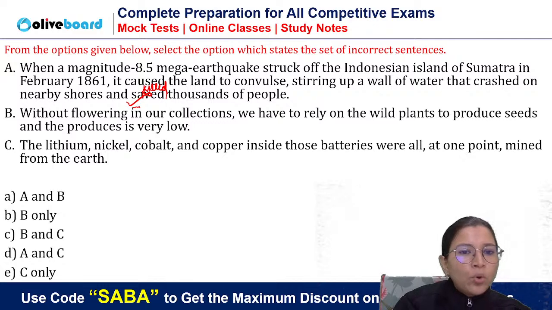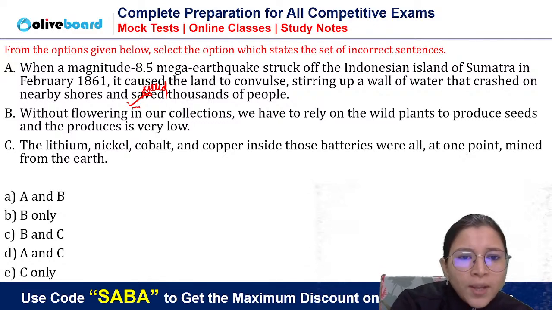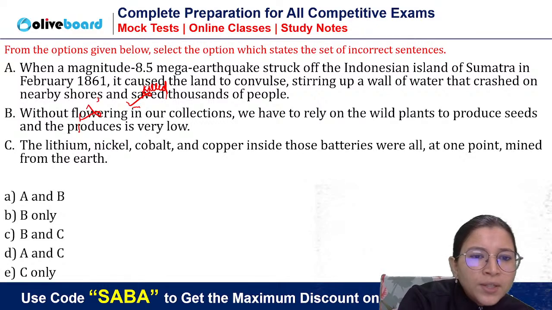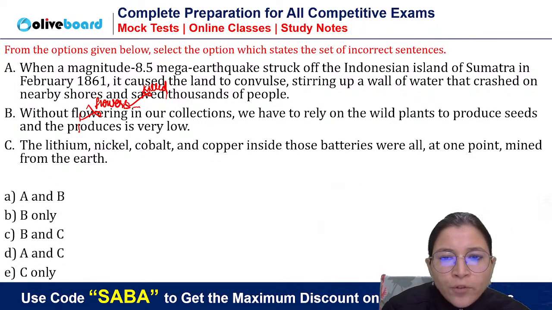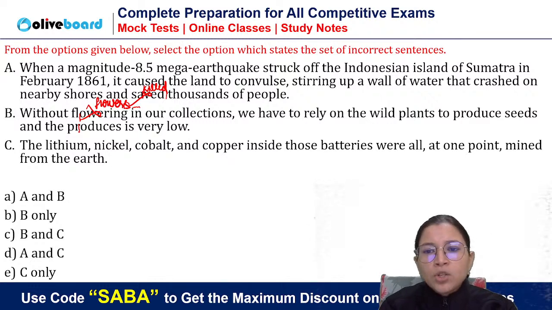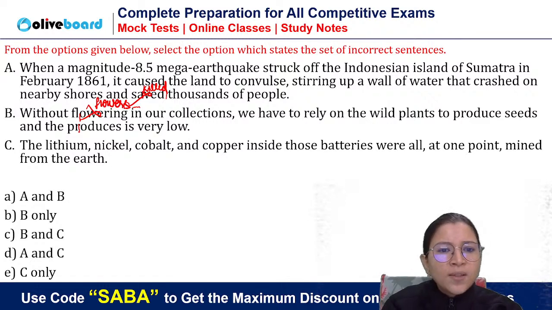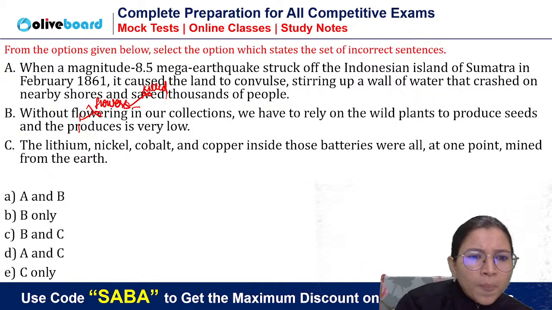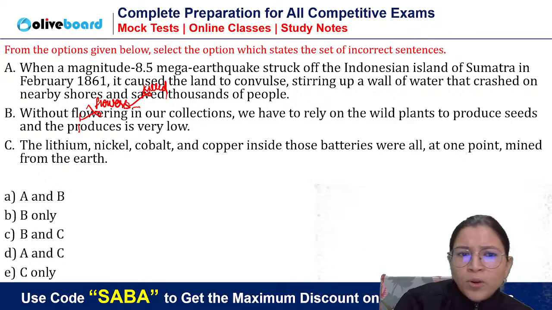So crashed on nearby shores and killed thousands of people. Okay, next: without flowering in our collections, because flowering refers to a process, we have to rely on the wild plants to produce seeds and the production is very low.